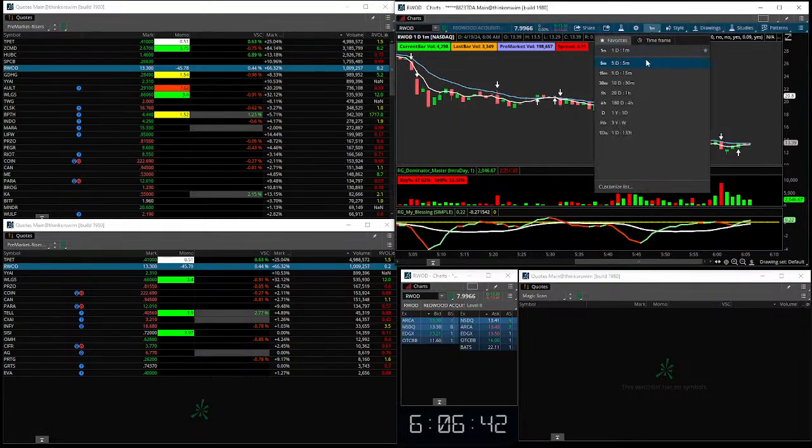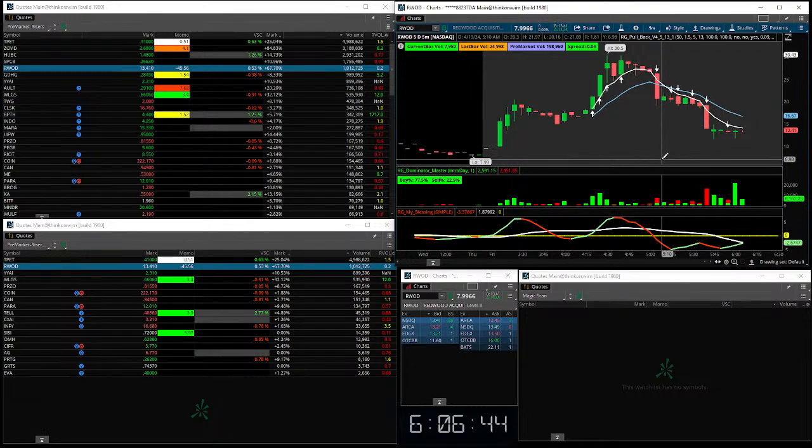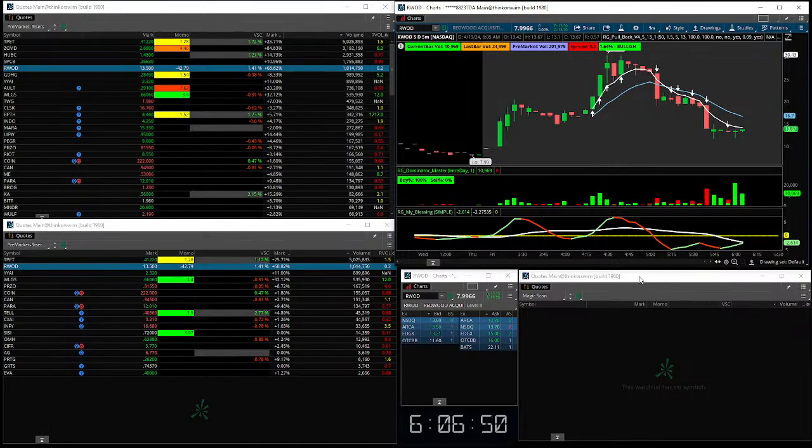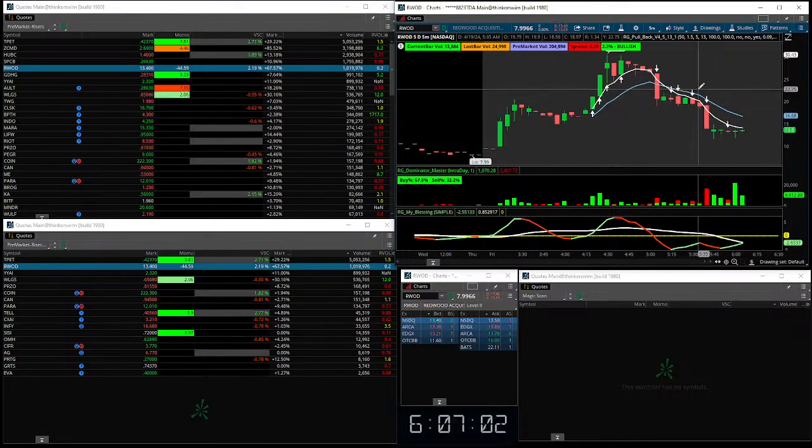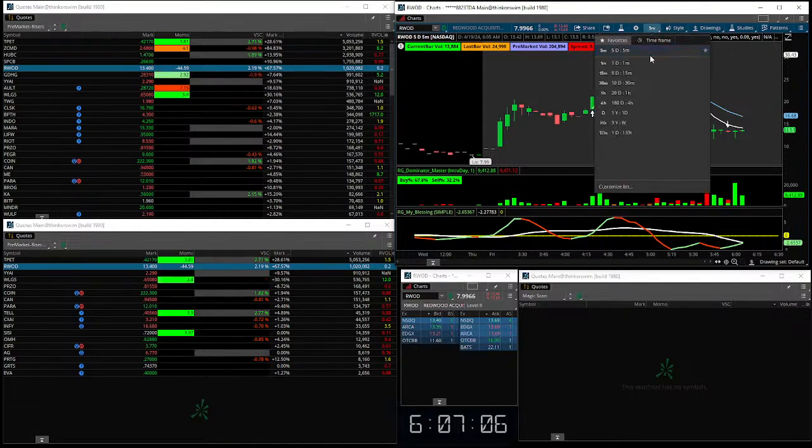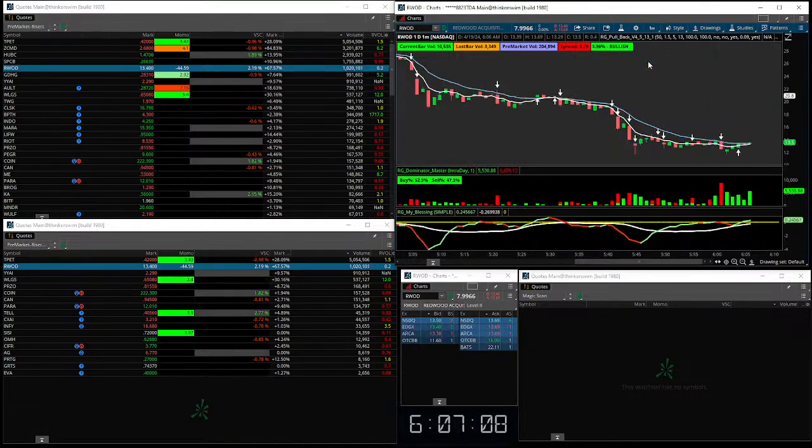Let's take a look at a 5-minute candle on this stock and you can see the bigger picture. It's not looking too promising right now. Always go to a higher time frame, zoom out, see where the stock is, because when you're zoomed in on the 1 minute, it can be quite deceiving if you're not looking at enough chart.